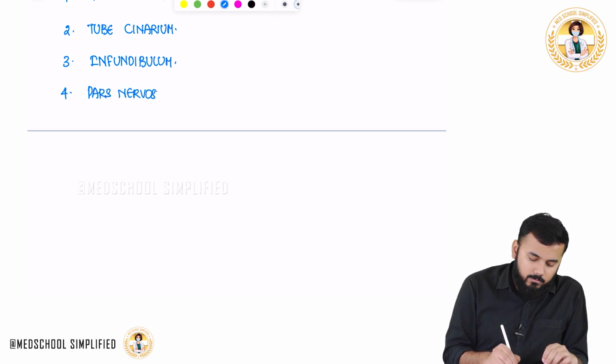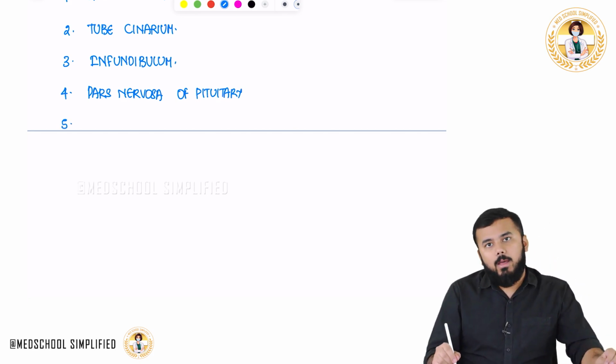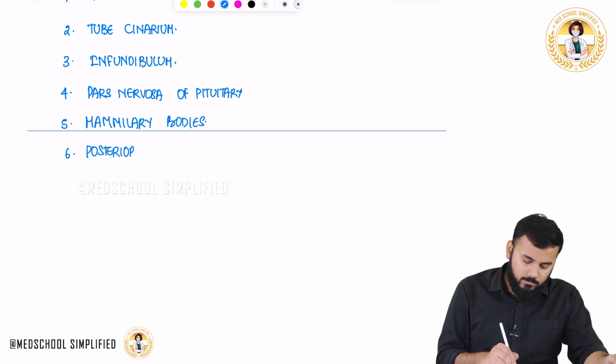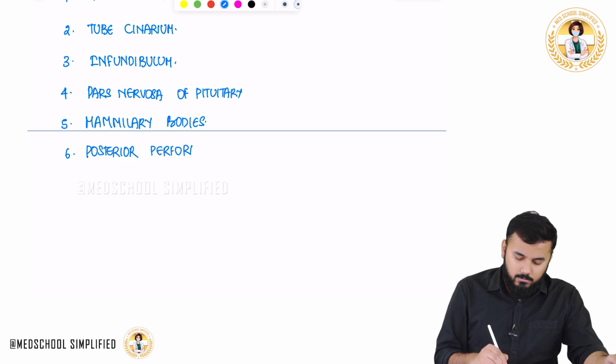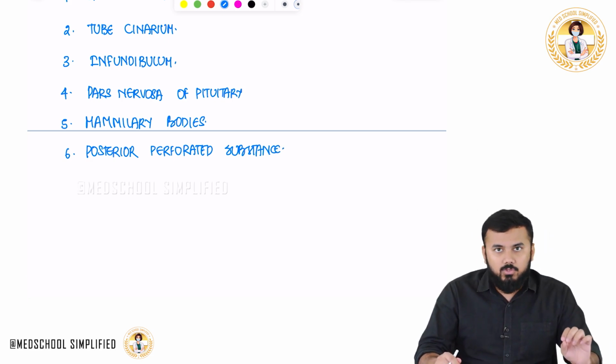Pars nervosa of the pituitary gland. Next, the fifth important thing we shall be discussing will be the mammillary bodies. And the final important thing is the posterior perforated substance, okay. So these are the structures which we shall be discussing now.